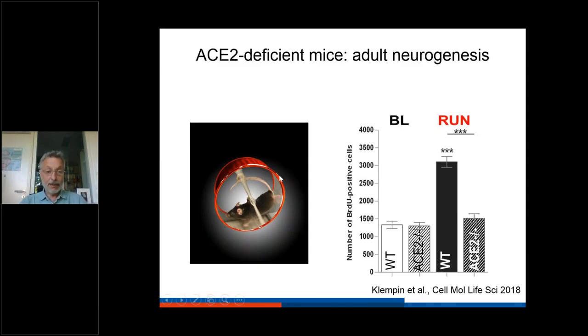If you let the mice run in a running wheel, normally a mouse would increase neurogenesis in the hippocampus. So this is the wild type here. And you see there's a clear increase by more than double of the cells which divide in the hippocampus. But this effect is completely gone in the ACE2 knockout, and it's maybe due, we cannot prove it yet for sure, to this effect on the serotonin level, because you know serotonin is for this also an essential mediator.